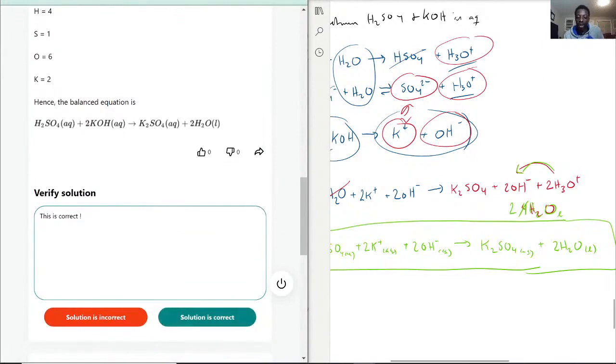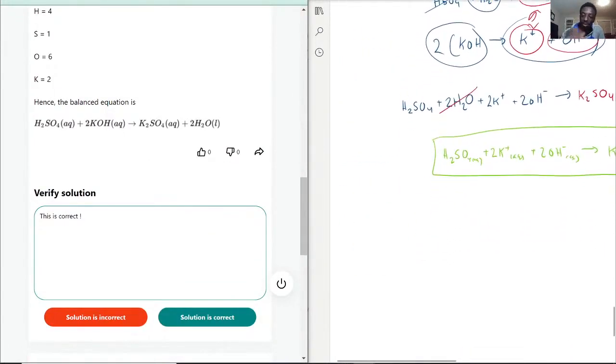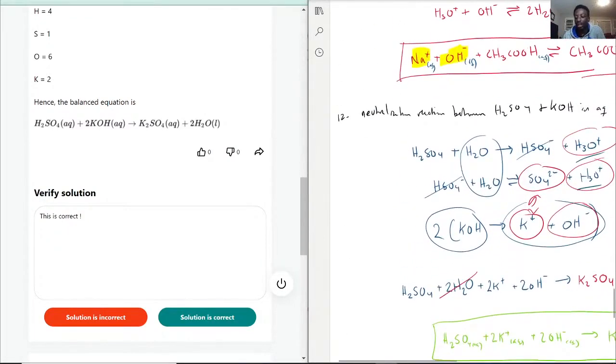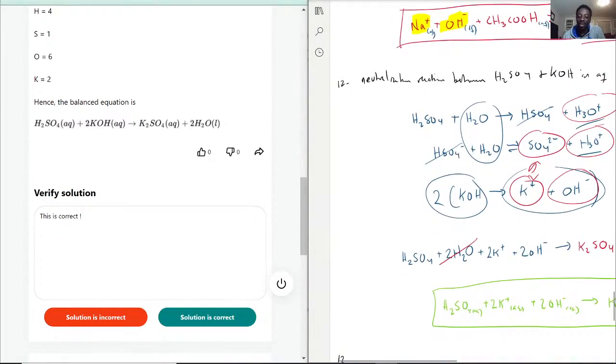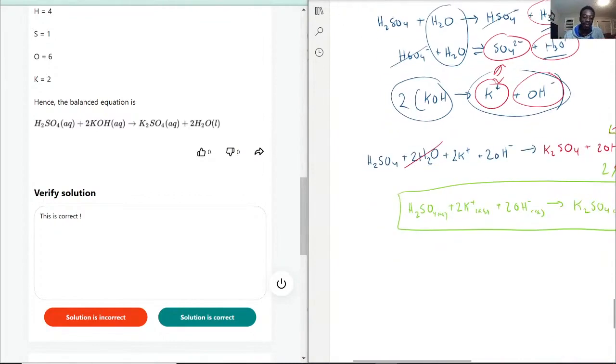The only reason why I wrote the K and the OH separately is because strong bases dissociate completely. So that would theoretically be what is in the solution. We have potassium ions and hydroxide ions. And then technically we would have H2SO4 ions and H3O, but that would be a little bit complicated.